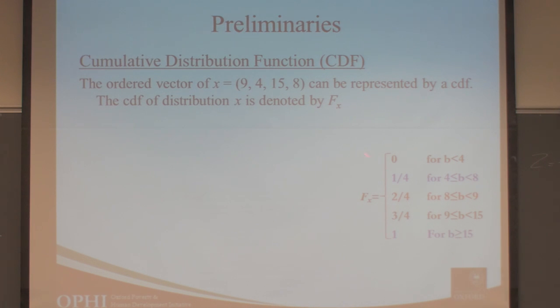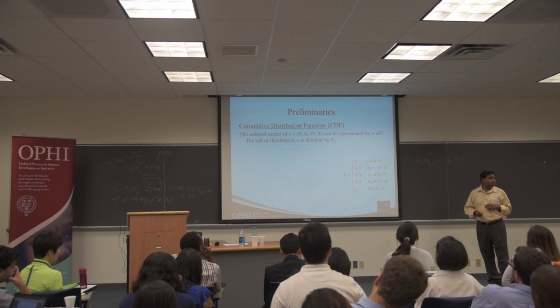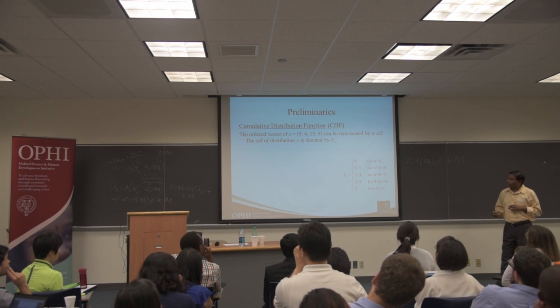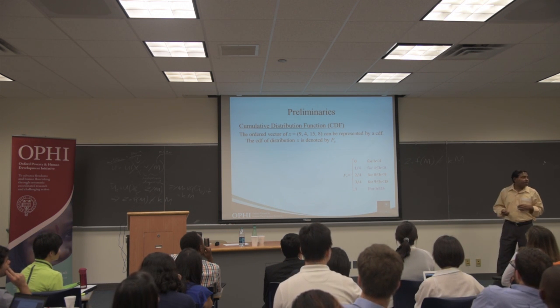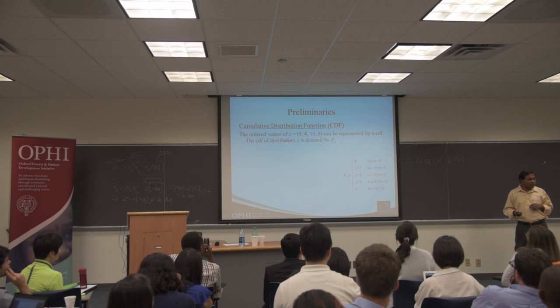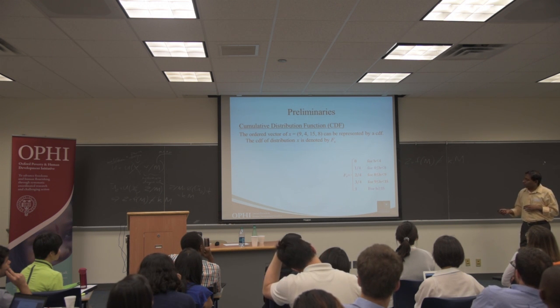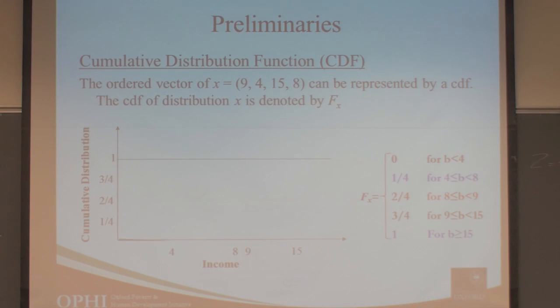So suppose we have this particular vector, and we can order them to 4, 8, 9, and 15. Then if we ask how many people, or what fraction of this population, has income less than 4? 0, right? So this is what you get here. What fraction of the population has, say, income less than 7? 1/4. This is what you get, and so on. So if you just use these things, you can create this particular cumulative distribution function. This is how it looks.